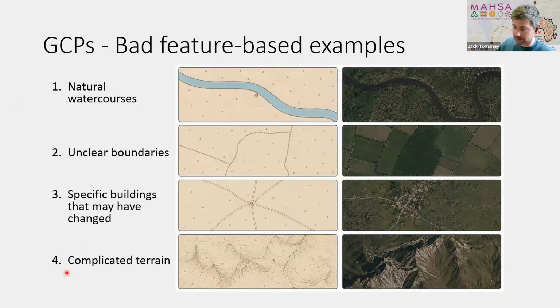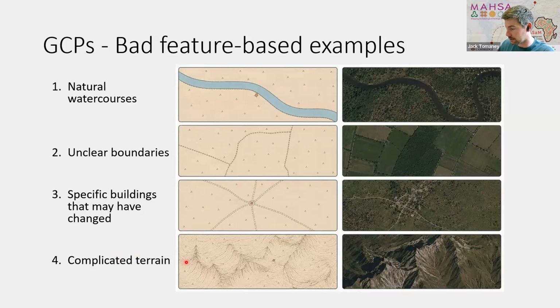Finally, I've put here complicated terrain. In some cases, and we've had these cases in MAHSA, you will have to use terrain for GCPs, as sometimes you have maps that are only in mountainous regions. However, it can be tricky and it's not recommended. It can be difficult to exactly match up peaks and ridges because they may have changed, but also because satellite imagery can sometimes not exactly be a bird's eye view.